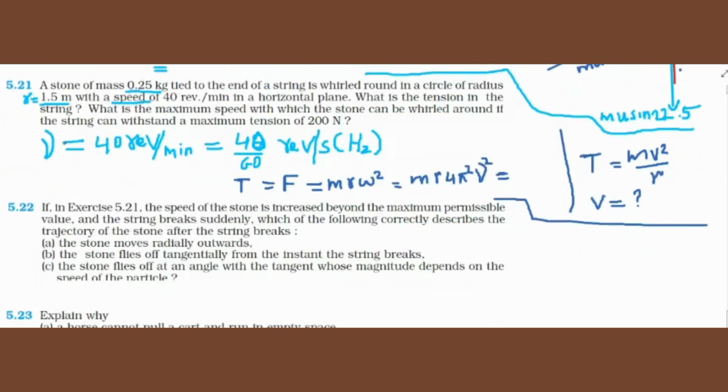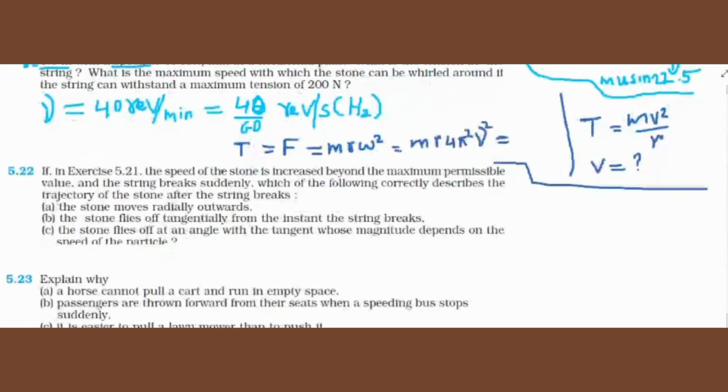Now come to question 22. So what happens? The object is again moving in the circular path, but on the way, what happens?